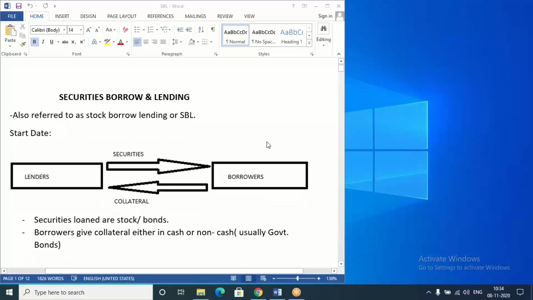So you have securities that are loaned to the borrowers, and the securities can be any type of shares or any type of bonds. The borrower gives collateral. Collateral can be either in cash form or in non cash form. When you say non cash form, it's usually another type of security. Predominantly in the stock borrow lending market, non cash collateral is usually government bonds. Can you name some government bonds for me?